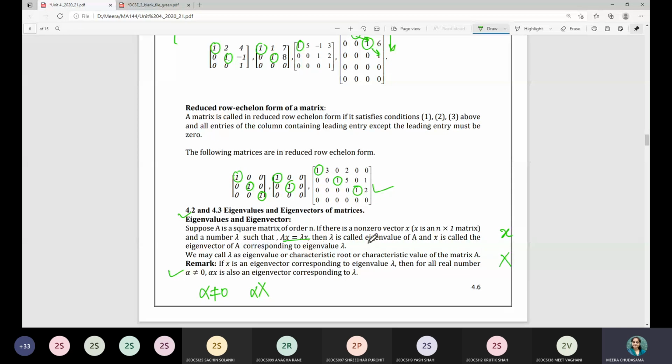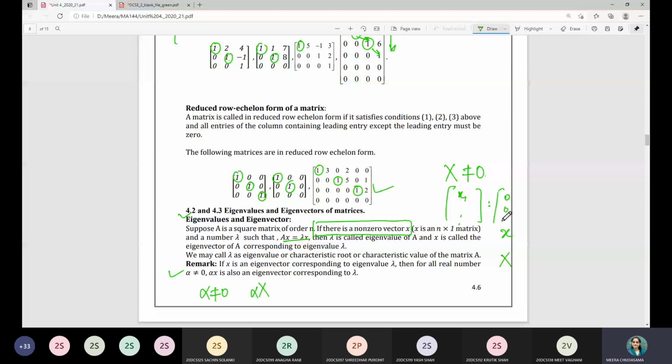Where did the assumption go? Yes, there is a non-zero vector x. I have been saying for so long that this capital X is not equal to 0. What does this mean? The x1, x2, all of these cannot be 0. This cannot be 0. Means some of them may be 0 but not all of them can be 0.